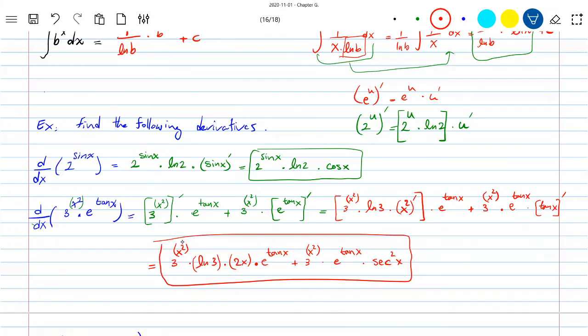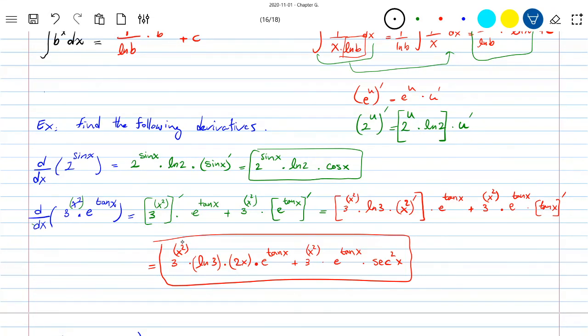Again, you're implementing the power rule, product rule, even though there is an exponential function. So those quotient rules, power rules, everything's still there.